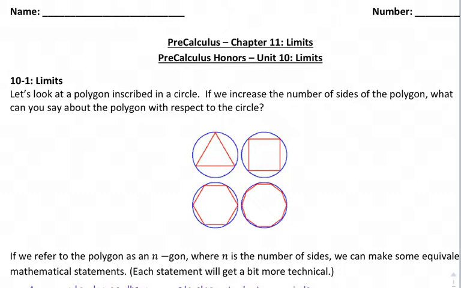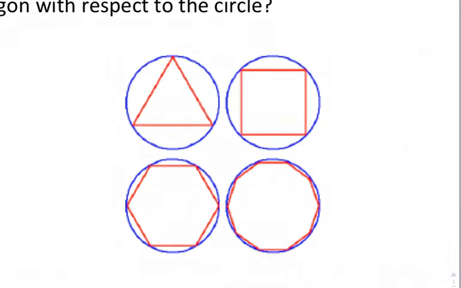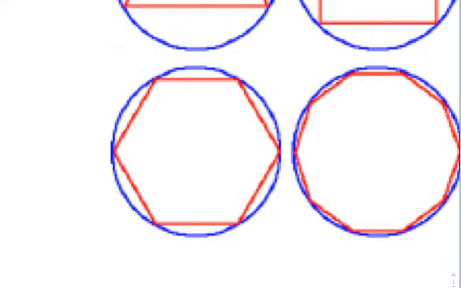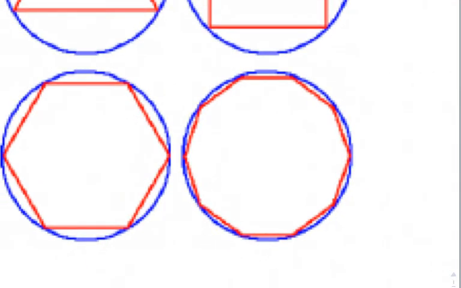What we're going to do is look at these four circles and discover that if we increase the number of sides of the polygon, what can you say about each polygon with respect to the circle? If I'm looking at the first one, the triangle, I see it doesn't really represent a circle. If I move to the square, it's starting to maybe resemble a circle. If I move to the hexagon, I can see that it's getting closer and closer to being a circle, but isn't a circle. If I get to the next one, I see it still is closer and closer, but there are still these little gaps here that make it not a circle.